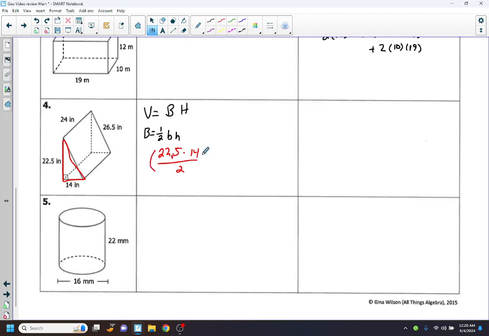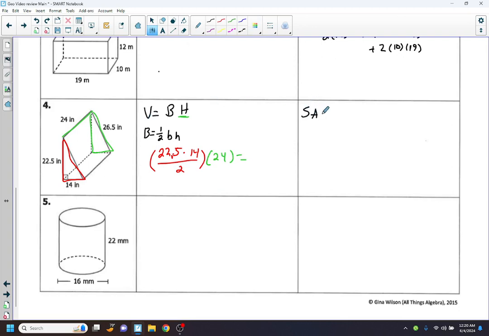That's going to be your capital B base. And then I'm going to times it by my 3D height. The 3D height is the distance from one triangle to the other triangle. In this case, it's 24. So I would times it by 24. Whatever you typed in the calculator, that's what you get for your answer.